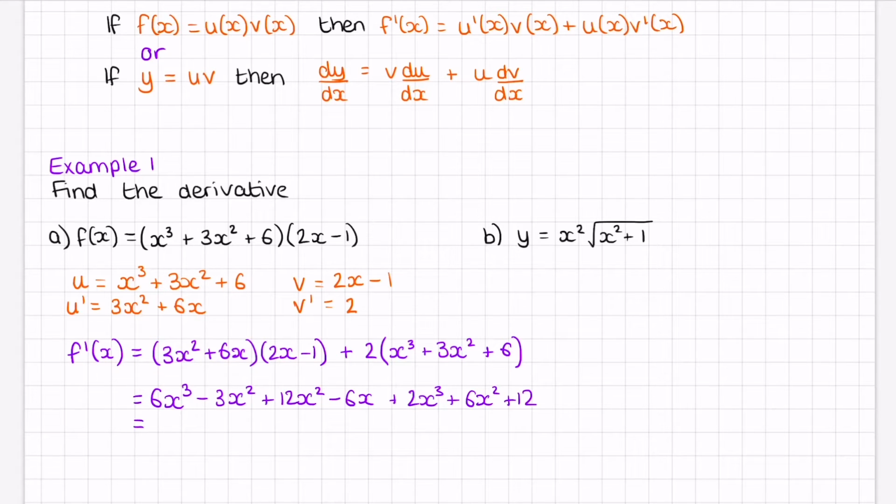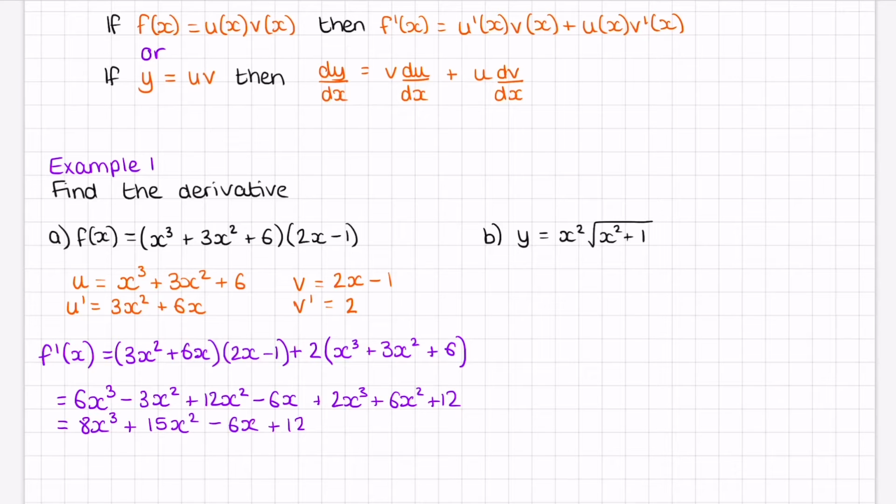So we'll get 8x cubed minus 3x squared plus 12x squared plus 6x squared, which will be plus 15x squared minus 6x plus 12. And there's a derivative. So with these ones, you don't always have to expand and simplify. They're more checking that you can actually use the rule. Okay, I'm going to move these over a bit so I can do part B.